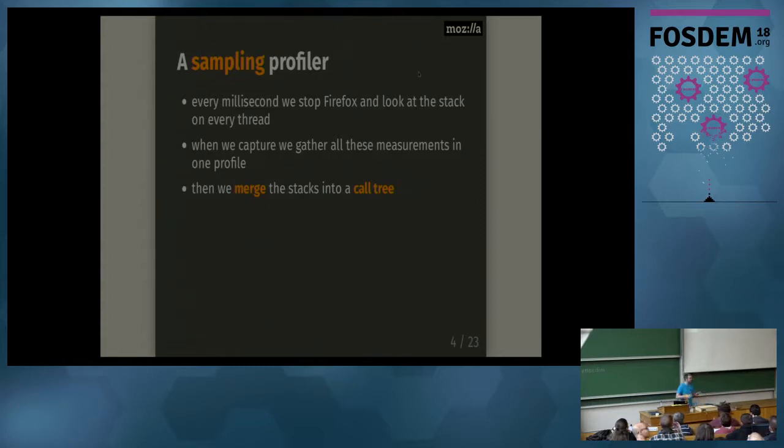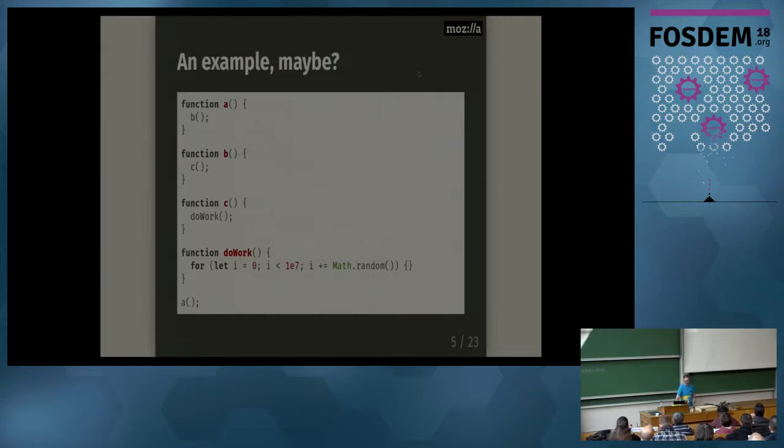And we merge the stacks into a call tree. Those are technical words that we use, but that are important to understand. So maybe a quick example for you. Here you can see the function A at the end that we call directly. The function A at the top called B, the function B called C, the function C called do work, and do work does very useful work, that is a loop that takes a very long time just for the example.